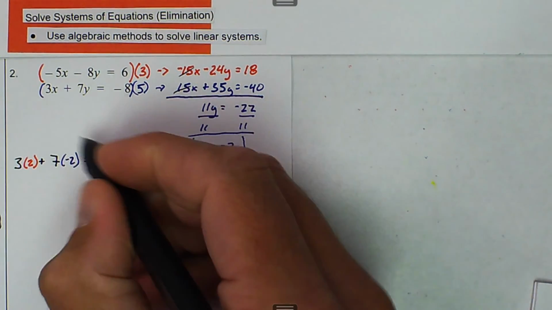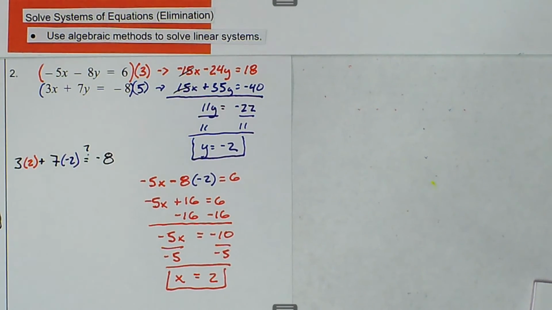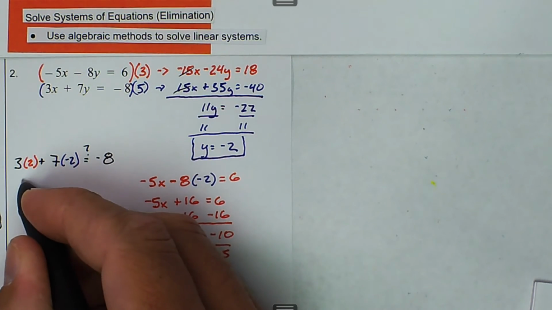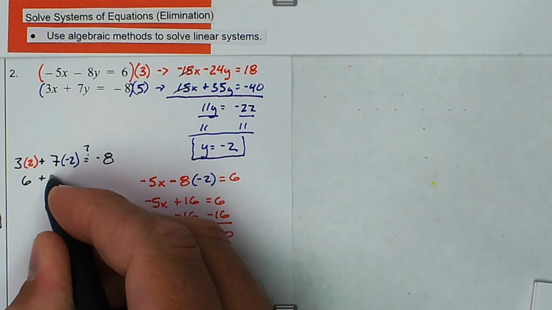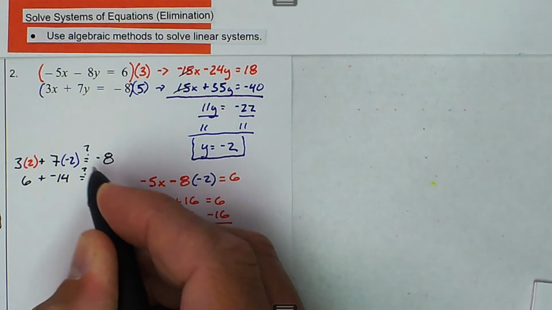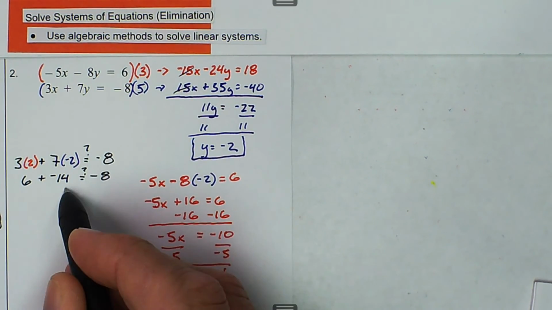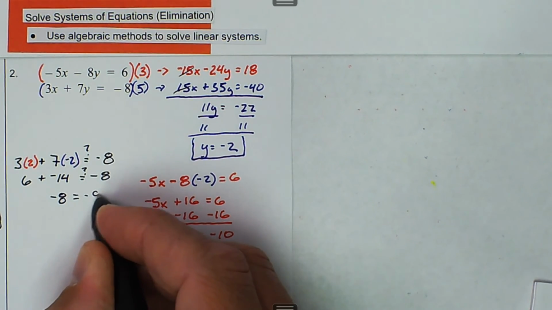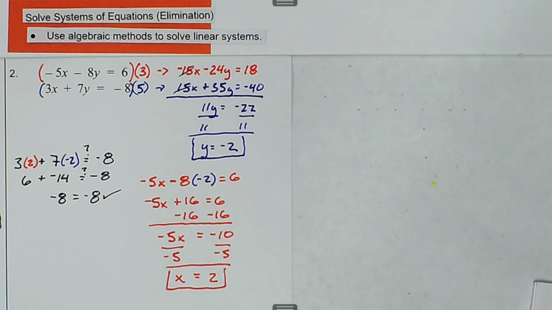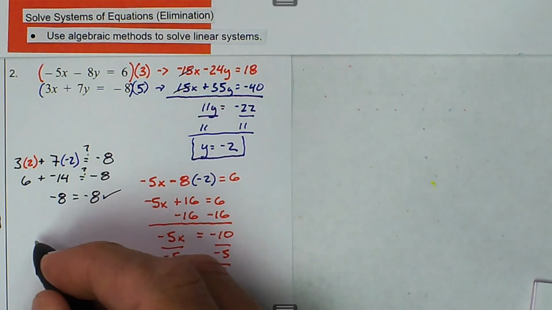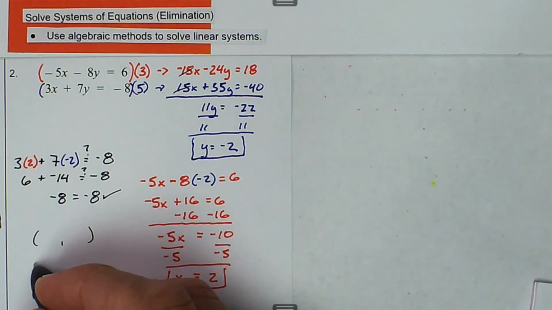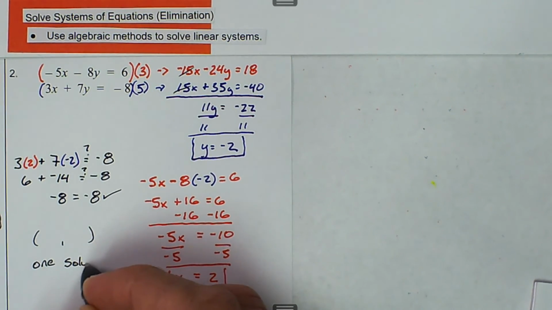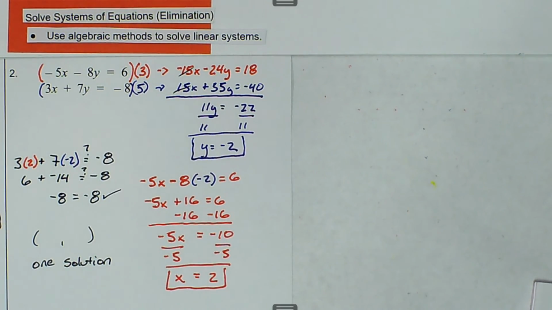And we want to check this. So I'm going to put a question mark over the equal sign because we're checking to make sure our answer works. So 3 times 2 is 6, plus a negative 14, and we're checking to make sure that equals negative 8. And 6 plus a negative 14 is negative 8. And so negative 8 does equal negative 8. And that means that we have one solution. And our solution in this case is our x value is 2 and our y value is negative 2.